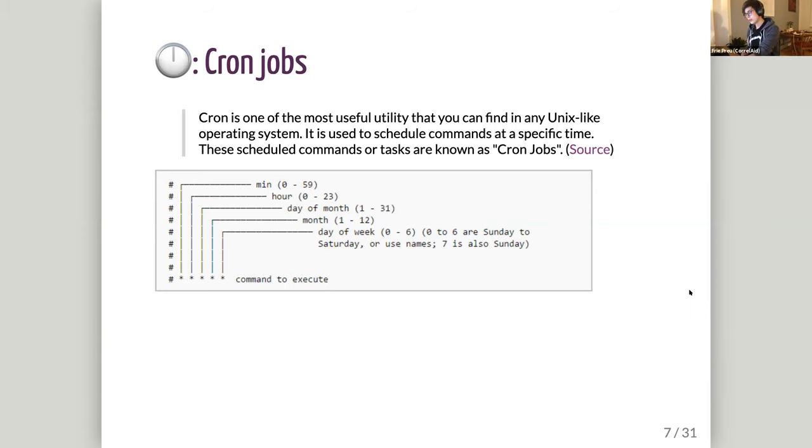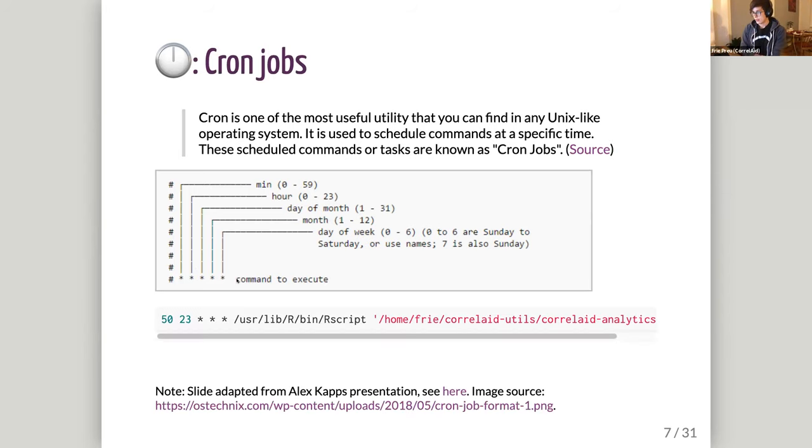So how do you define such a cron job? You have this weird expression down here. You have five spots. One is for the minute where you want the command to be executed, one is for the hour, one is for the day of the month, one is for the month, and then the day of the week. And then the command that you want to execute.